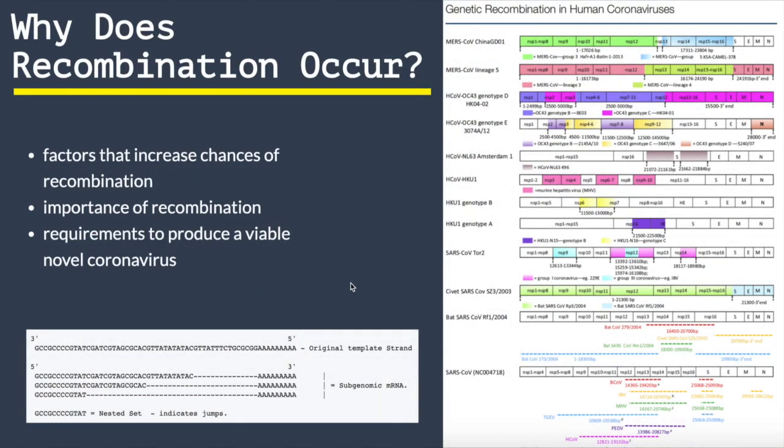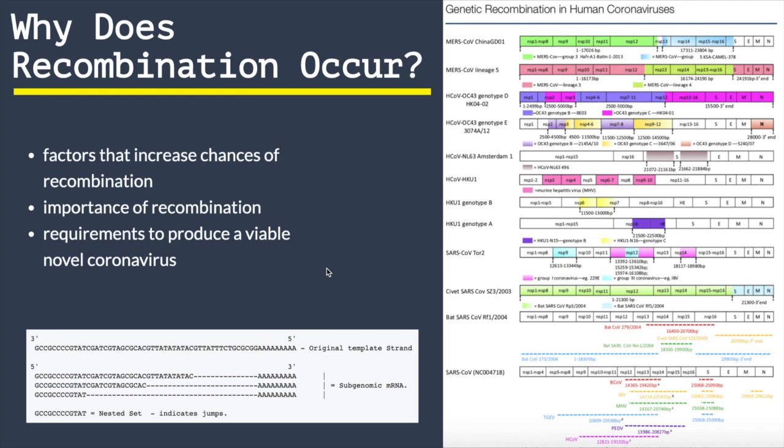So recombination can happen among different strains of the same coronavirus or between coronaviruses belonging to different genuses or subgenuses. And there are many factors that increase the chances of recombination occurring in coronaviruses, one of which is how coronaviruses have very high mutation rates because their replication fidelity is actually quite low. Their replicase makes a lot of mistakes when it is replicating its own genome. And so this can drive viral evolution and genome variability.